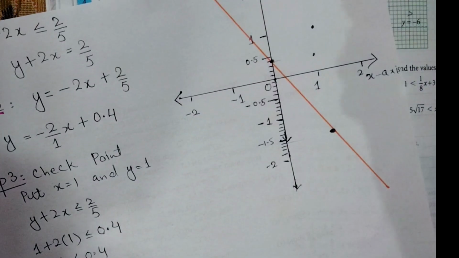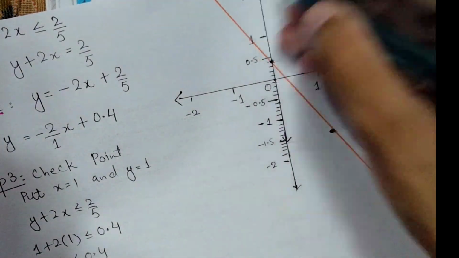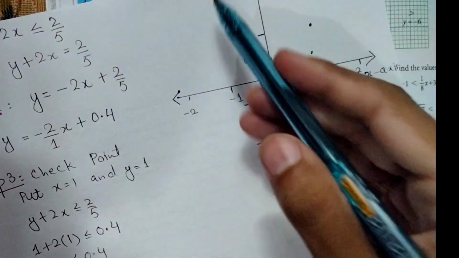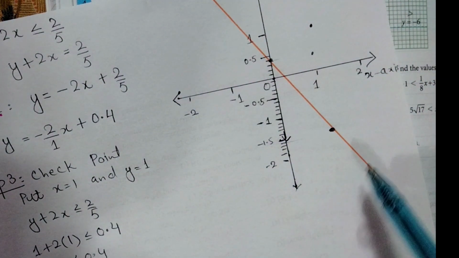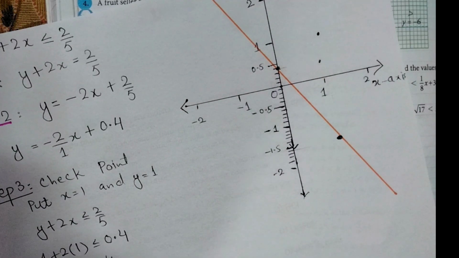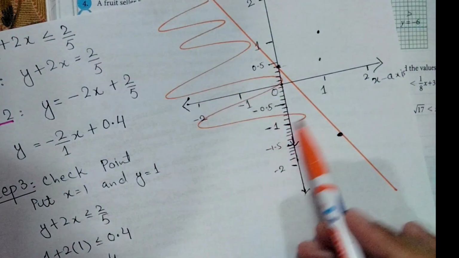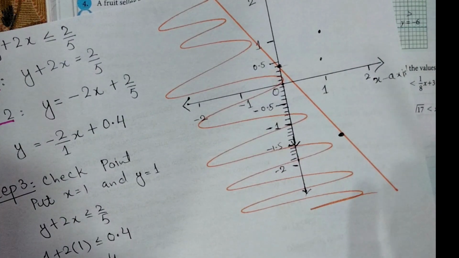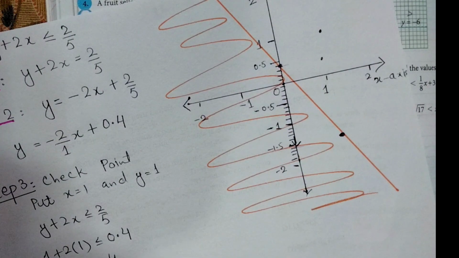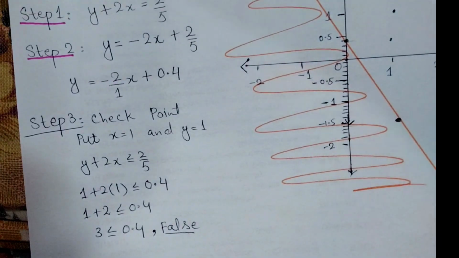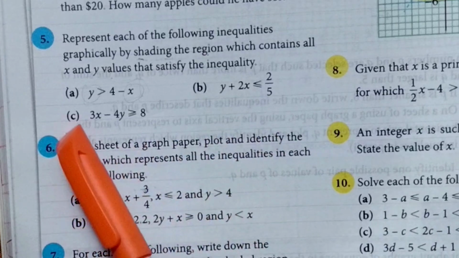Now I have taken the point from the region on the right side of this line, and this is false, so I have to shade the region that is on the left side. Okay, so I will shade this region, and you can shade it according to your own choice. Whatever method suits you, you can shade it, and then mention in the solution that this shaded region represents the inequality.